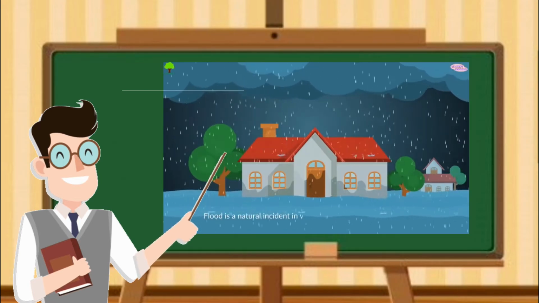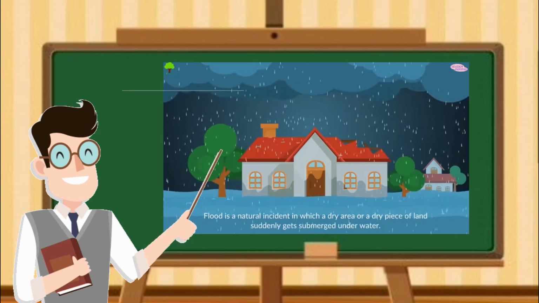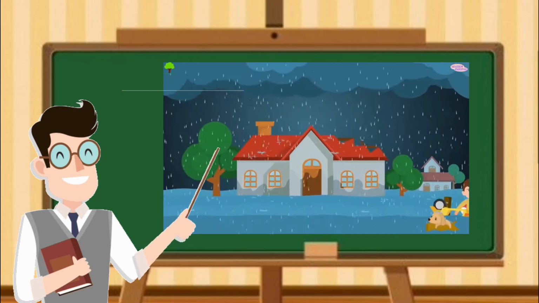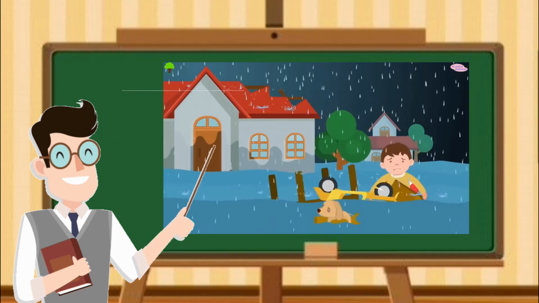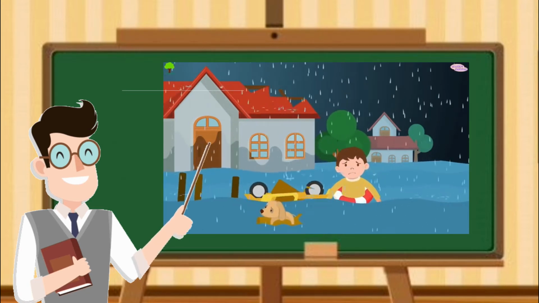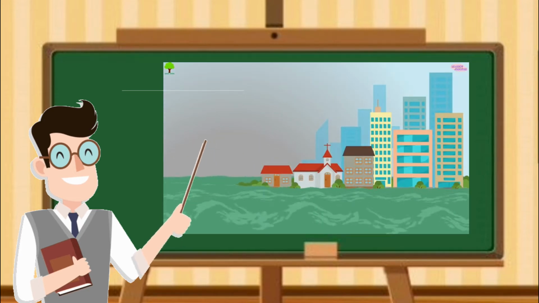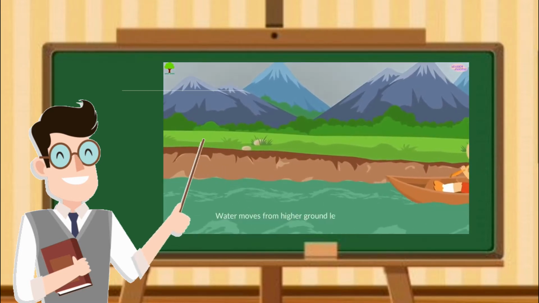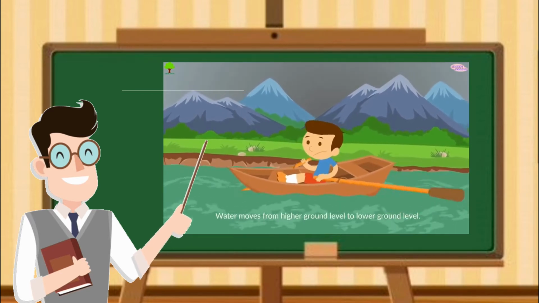floods are a natural event in which a dry area or a dry piece of land suddenly gets submerged underwater. It simply means too much water everywhere, even around our houses. Flooding is very dangerous. The overflowing water carries along objects like houses, bridges, furniture, trees, farms, animals, even people. Sometimes it carries a whole city. So dangerous. The natural behavior of water is that it moves from higher ground level to lower ground level. This means the lower ground is a lot more likely to experience flooding.